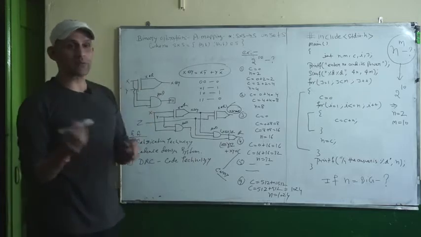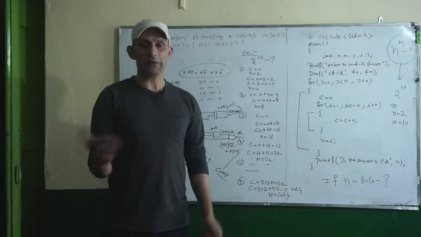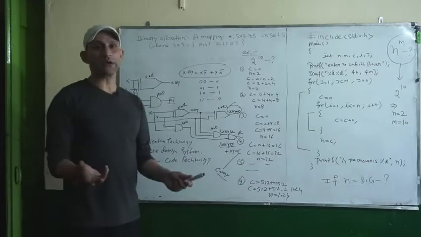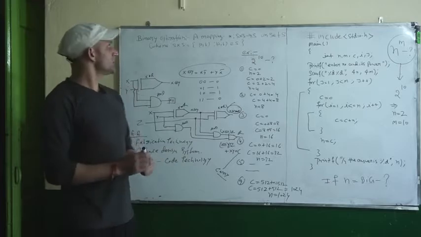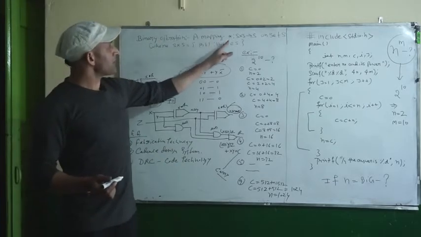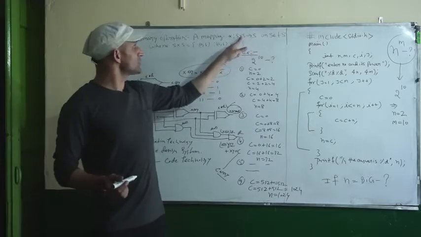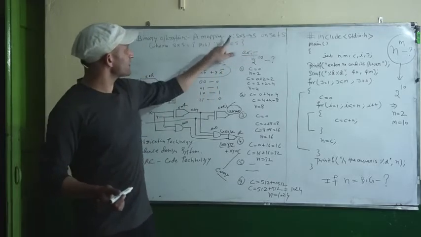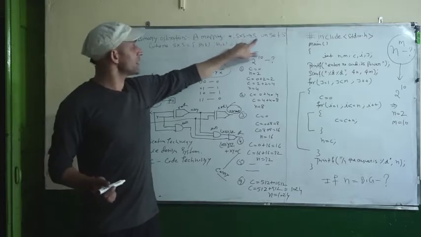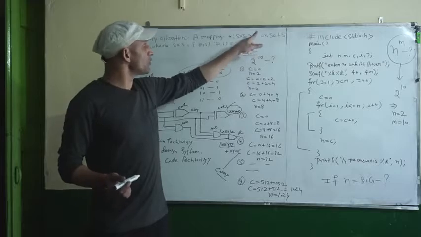If you ask someone about 3 square, everyone will say that 3 square is equal to 9, but according to group theory that is incorrect. So here we have written: a binary operation is a mapping S into S, meaning you have a set, and then you use an operation on two variables, and the result will also belong to the same set.